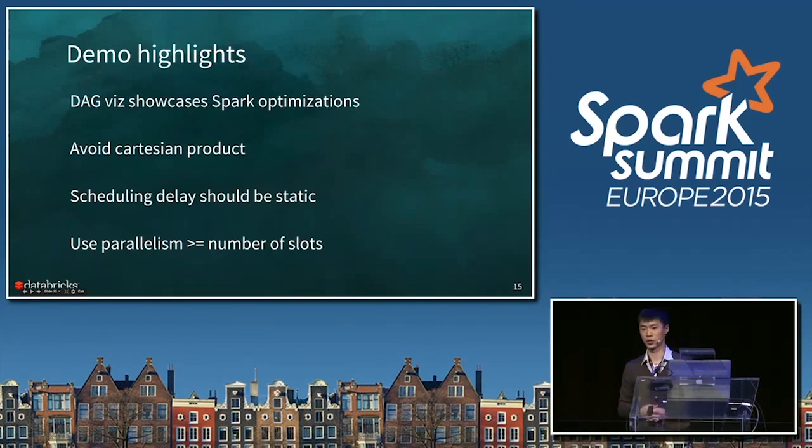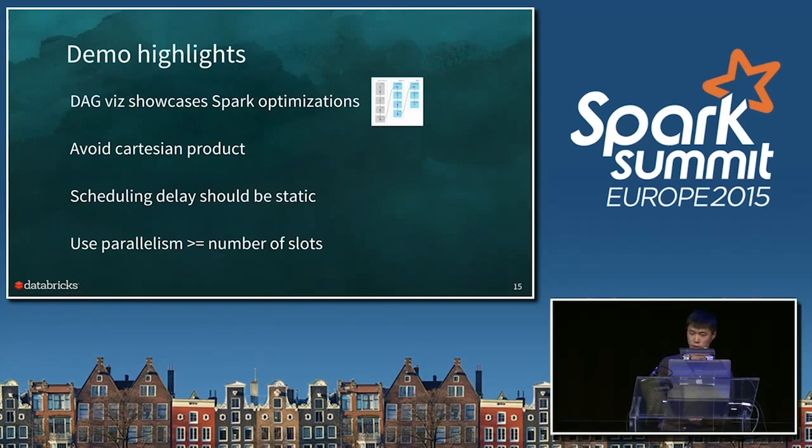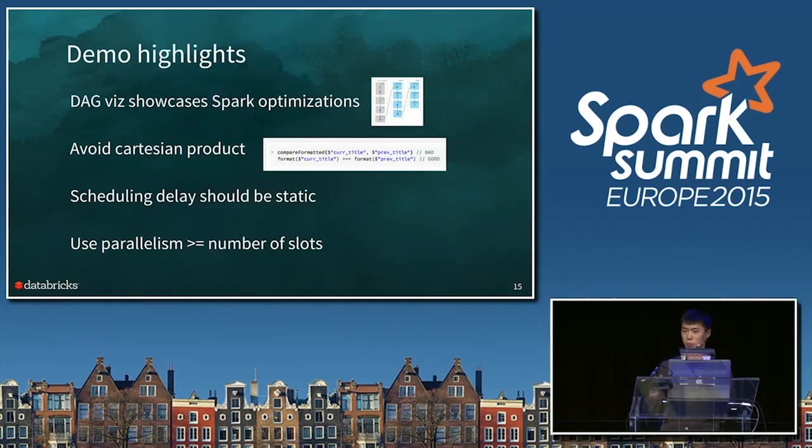The first thing that we saw is the DAG visualization. It looks something like this, and this showcased a lot of Spark optimizations. For users developing complicated applications on top of Spark, this is pretty useful in seeing whether you're doing the right thing. The second is to avoid Cartesian product. Just always try to avoid Cartesian product. And the way to do it is to just use the inbuilt SQL equality expression instead of doing the equality check in your UDF.